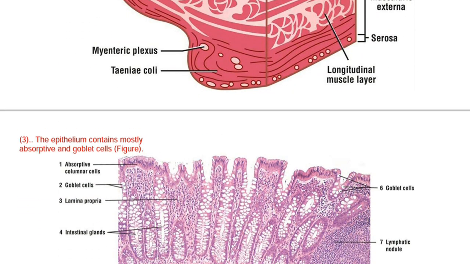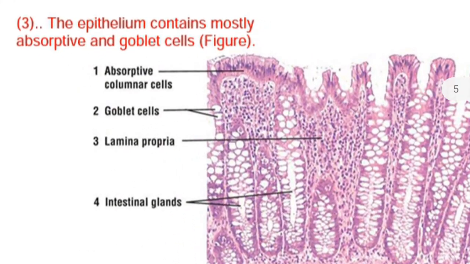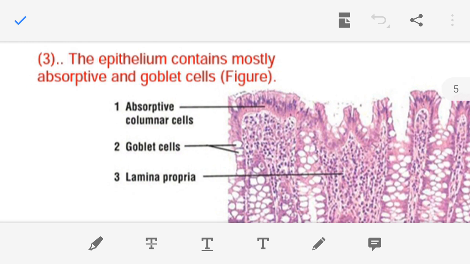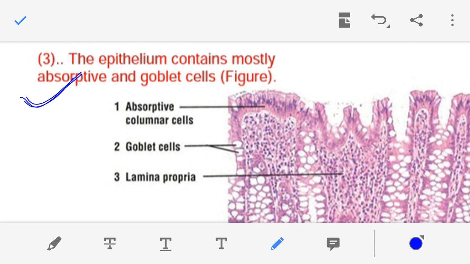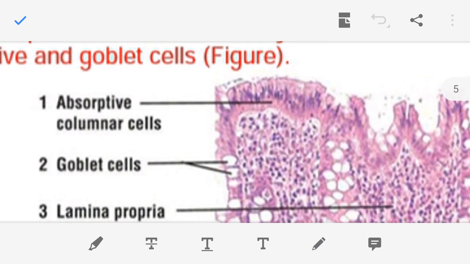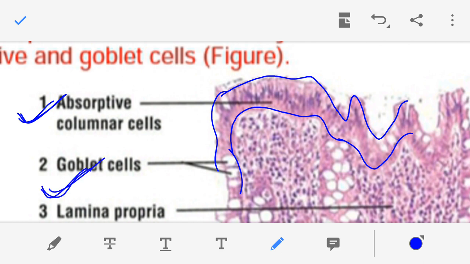Moving on to the third point. In the epithelium of the mucosa, two main types of cells are present: mostly absorptive cells and goblet cells. I am zooming in on this. This is the epithelial cellular layer of the mucosa, and in this layer, absorptive columnar cells and goblet cells are present.